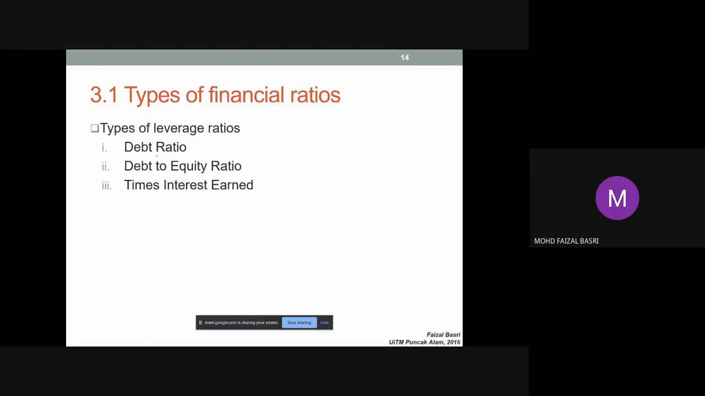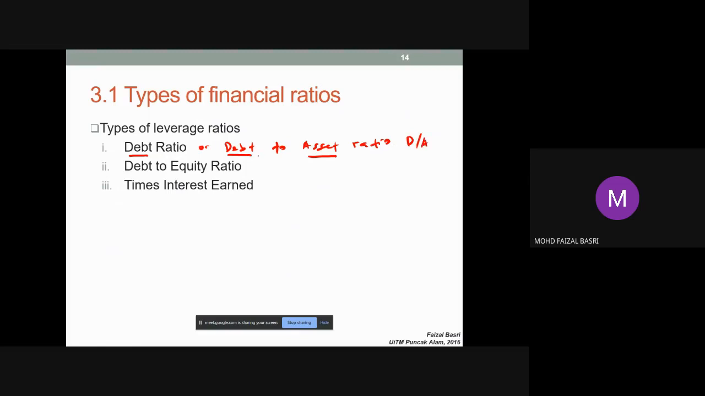First, we have the debt ratio. The debt ratio has an alternative name, which is also known as the debt to assets ratio. If we know the alternative name, this is basically the formula. We have debt and we have assets, so technically the formula would be debt divided by assets.